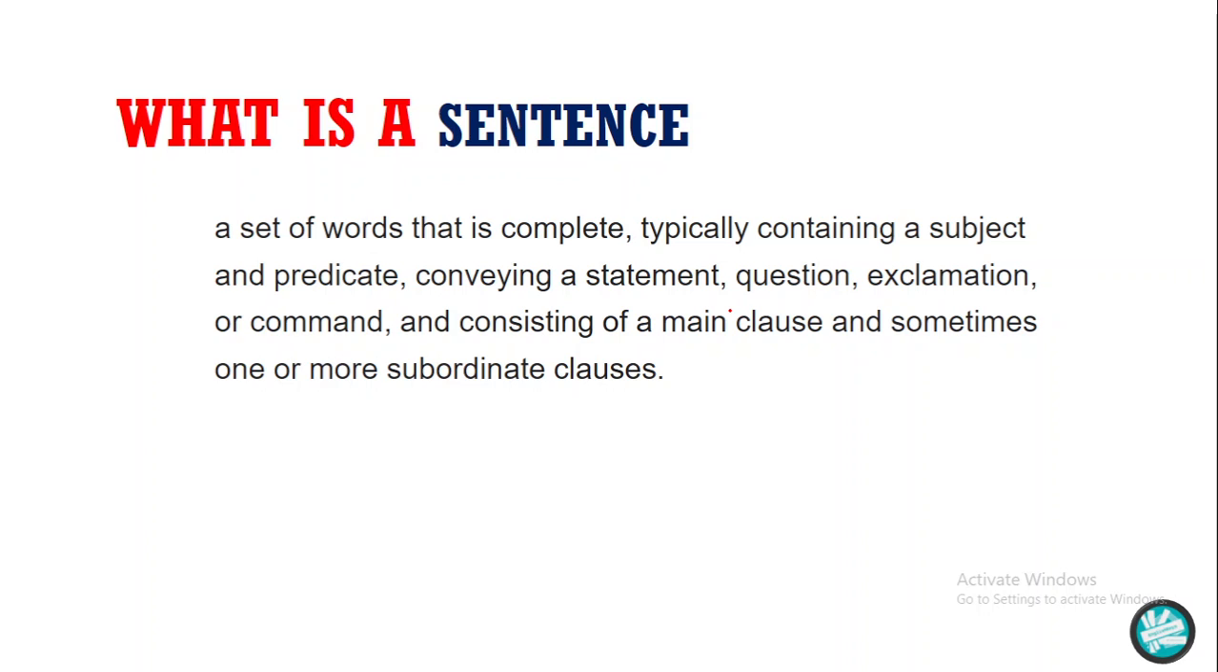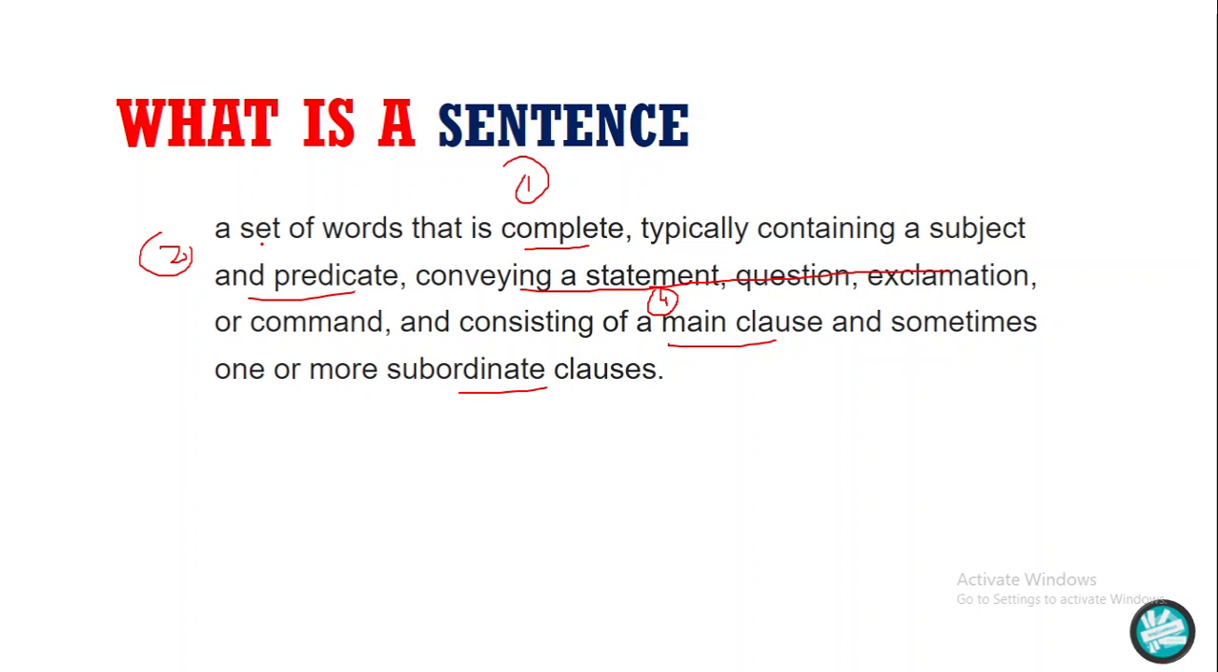Before we talk about the different types of sentences, let's first understand what a sentence is. A sentence is basically a set of words that is complete, typically containing a subject and predicate. So this is the first condition, this is the second condition, and conveying a statement, question, exclamation or command, that is the third condition, and consisting of a main clause and sometimes one or more subordinate clauses. So this is the fourth requirement for a set of words to become a sentence.